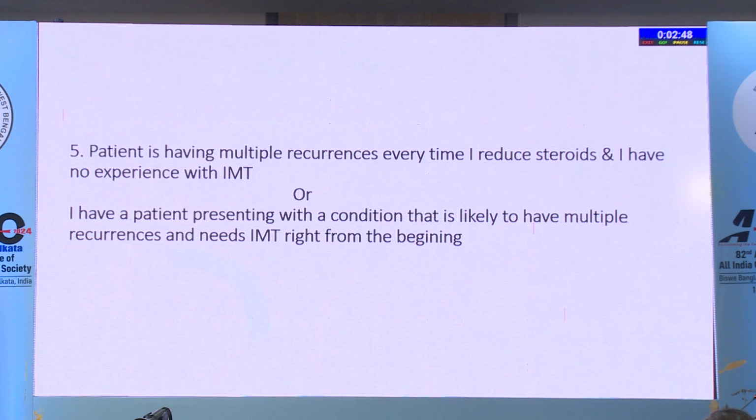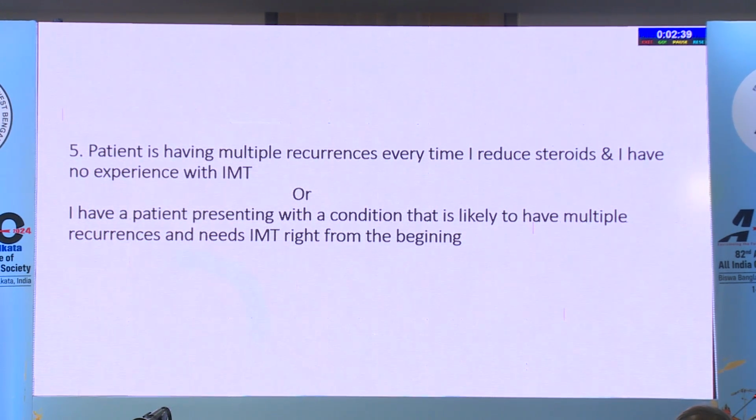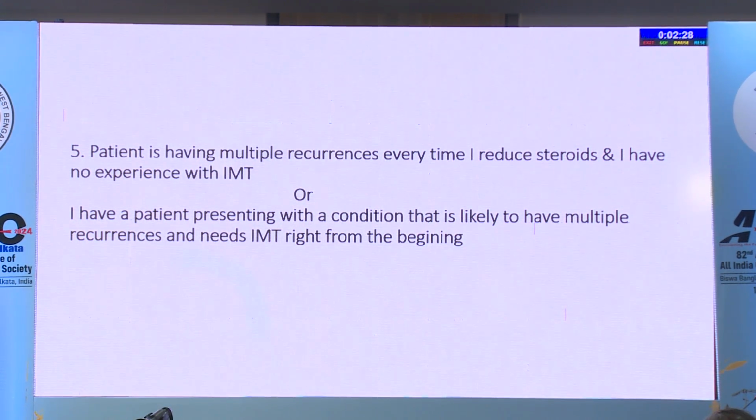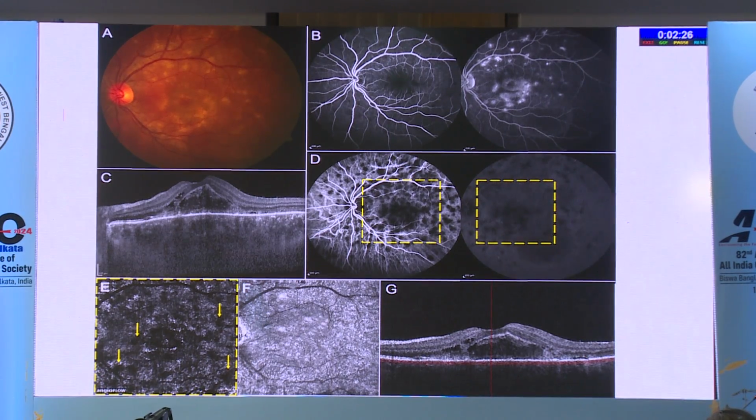So if ever I am in a situation like this, or I have a patient who is in a condition where I anticipate will need a long-term immunosuppression, even if you have not referred the patient initially, but if you think patient is having recurrences, needs immunosuppressive, please refer it at that point of time. And a typical example is VKH and sympathetic ophthalmia.